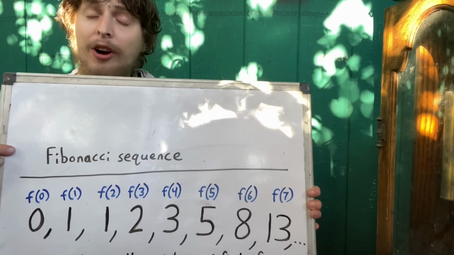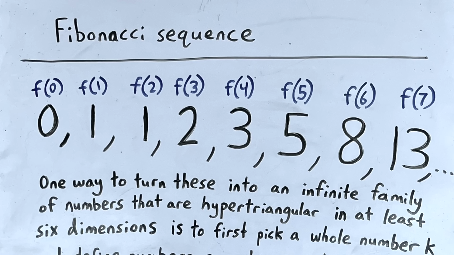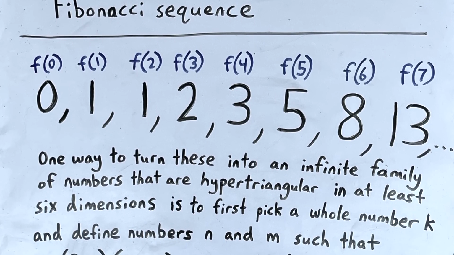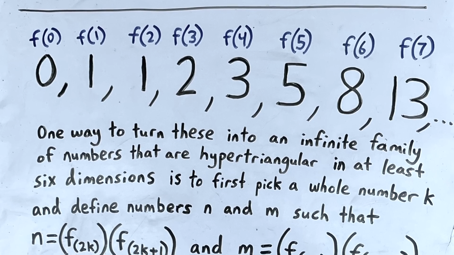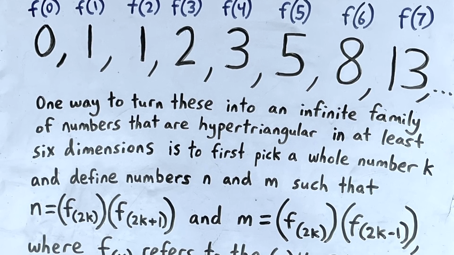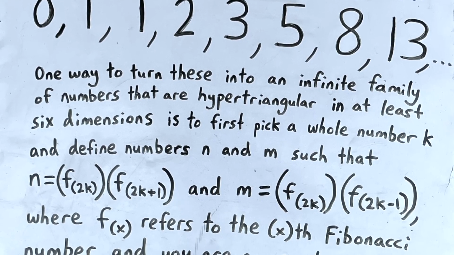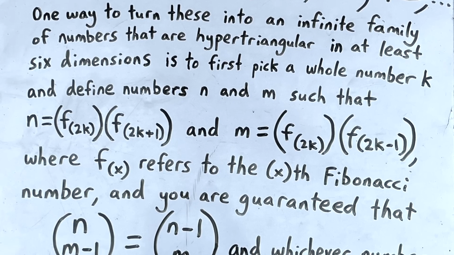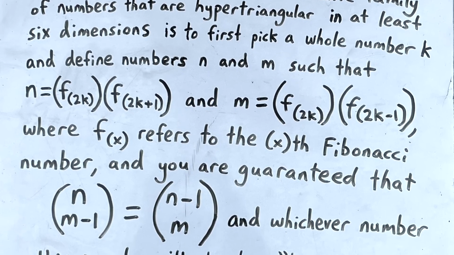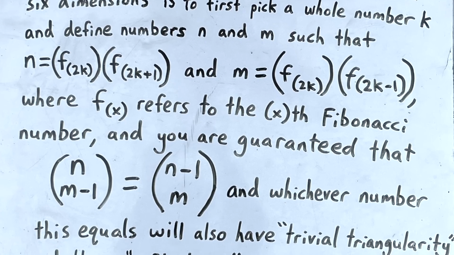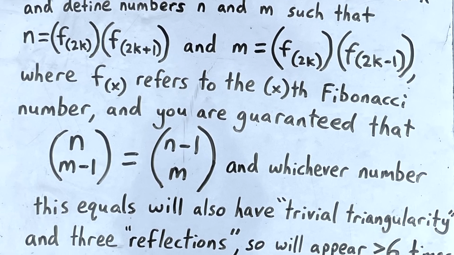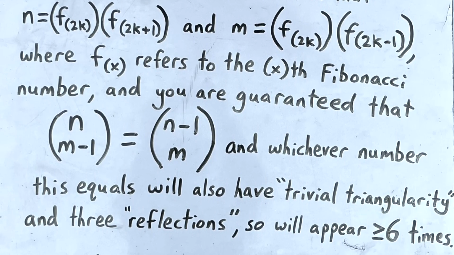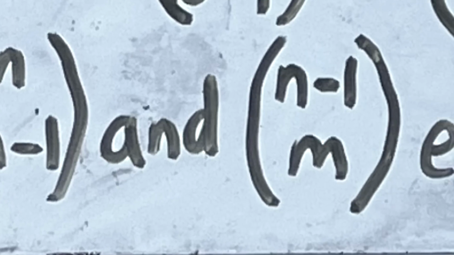What we're gonna do is take the Fibonacci sequence and the index of each term, beginning with calling the 0 at the start the 0th term, and we're going to pick a number k, and we're going to create two numbers n and m such that n equals the Fibonacci number with index 2k times the Fibonacci number 1 after that, and m equals the Fibonacci number with index 2k times the Fibonacci number 1 before that, and we will be guaranteed that n choose m minus 1 is exactly equal to n minus 1 choose m. And each of these does have a reflection.